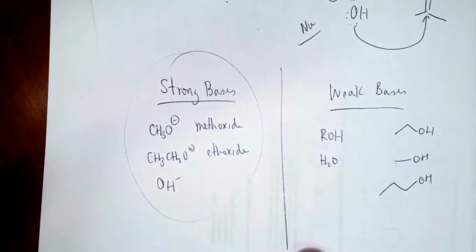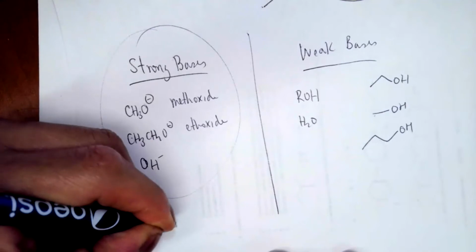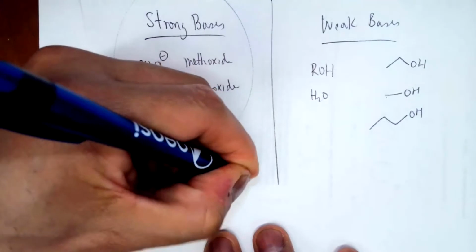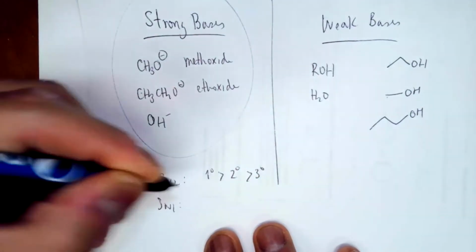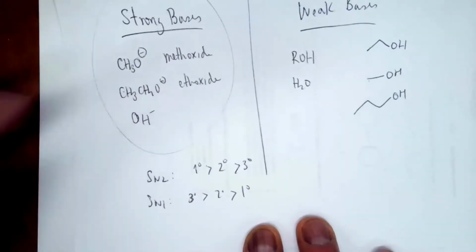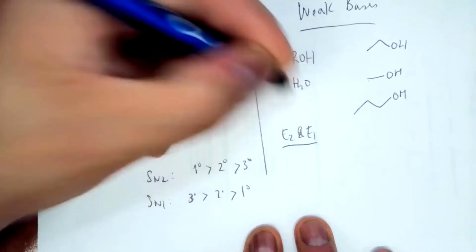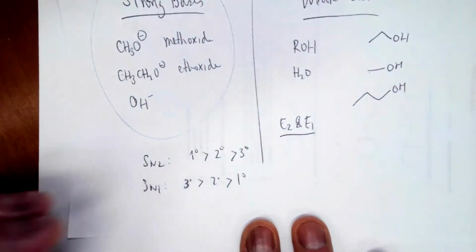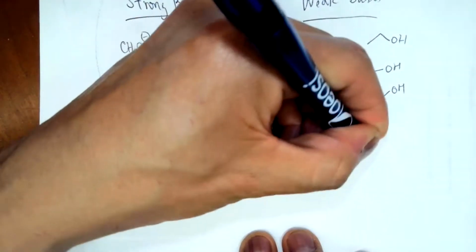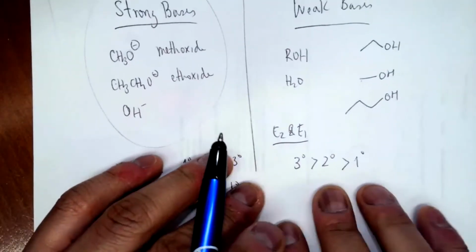One thing that I think I should have started with is the SN2 reaction. The reactivity trend used to tell us primary is more reactive than secondary, tertiary, and in SN1 it was the opposite: tertiary, secondary, primary. Now in elimination reactions, E2 and E1, it is not a trend like this. In elimination reactions, it always follows tertiary, secondary, primary. Always, no matter what.